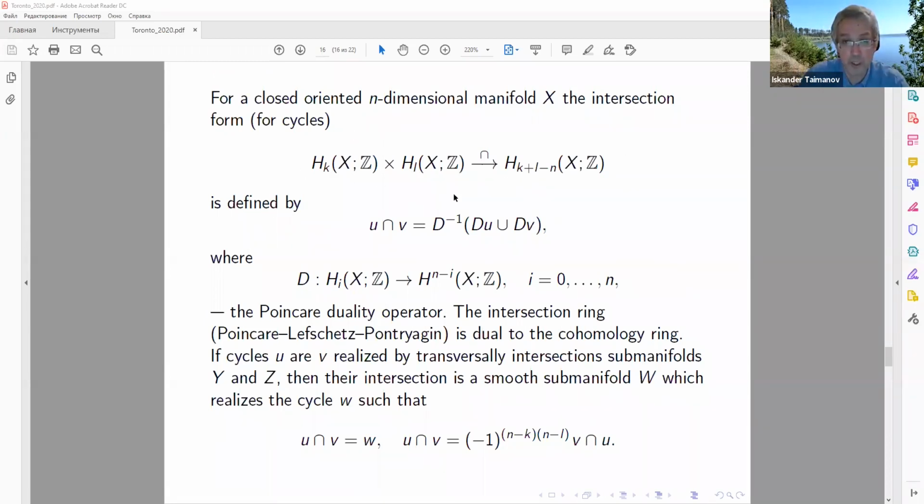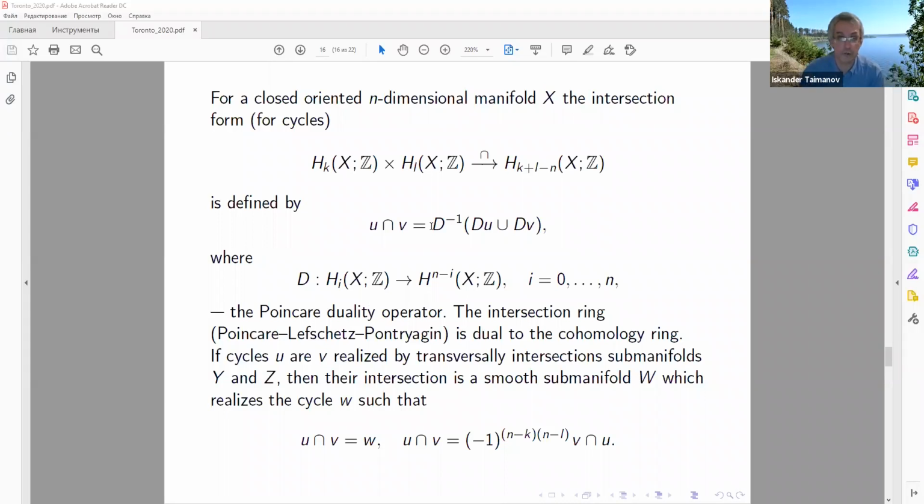This is the definition. It's a purely algebraic definition, where D is the Poincare duality operator. Actually, this definition is given only in terms of Poincare duality, but its geometric realization was widely used by Pontryagin. He called it the intersection ring of homology. What was the idea? He took a k-dimensional cycle, took another l-dimensional cycle, intersected them, got a cycle of dimension k plus l minus n, and said this is the result of the intersection. And then the Poincare dual gives you that this is dual to this product. So this geometric realization is due to Lefschetz.